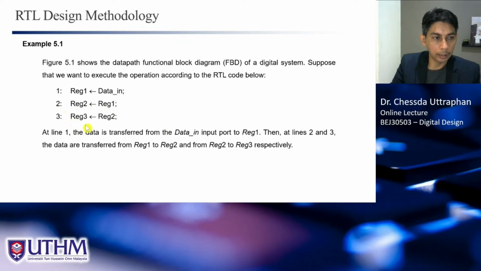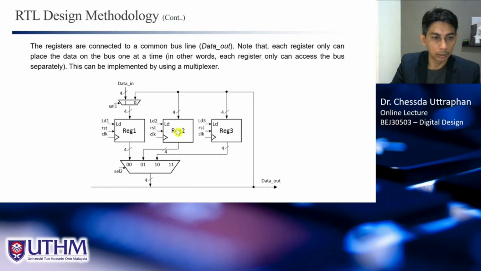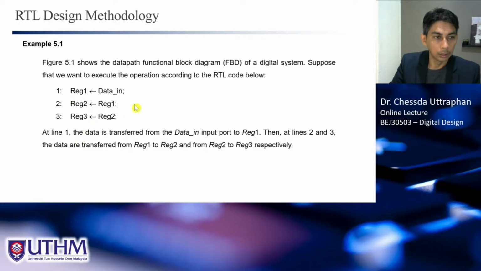And the third operation, or the last operation, is to move again, or transfer again, the data in register 2 into register 3. So here we want to move the data from this register into this register, and of course we need to go through this multiplexer and go to this bus and transfer to this register number 3. So that is what we want to do. So we have 3 operations.